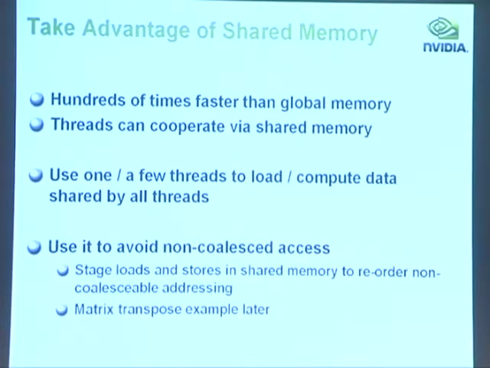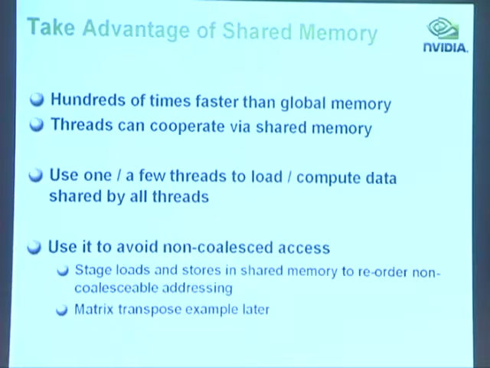Okay, the next optimization strategy is to take advantage of shared memory. This is probably the most important new architectural feature that CUDA-enabled GPUs have that previous GPUs did not. Basically, shared memory is a globally addressable register file, so it's hundreds of times faster than off-chip memory. Also threads can cooperate, so they can share data, and you can reduce the amount of loads from global memory.